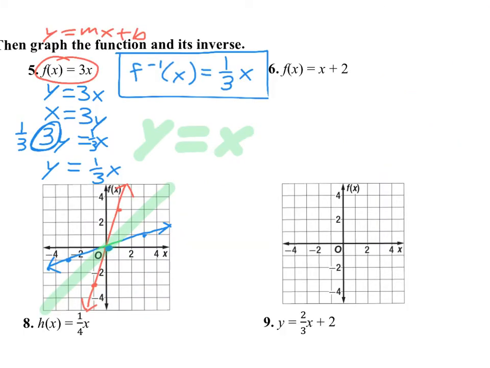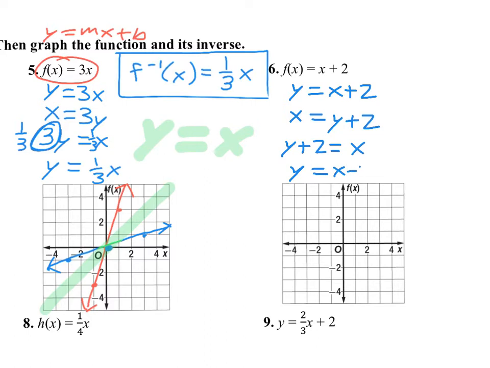Okay, so now I'm going to move to number 6. So I change f of x to y. X and y trade places. I'm going to move y to the left side. And then I want to write my final answer in function notation. So it's f inverse of x equals x minus 2.